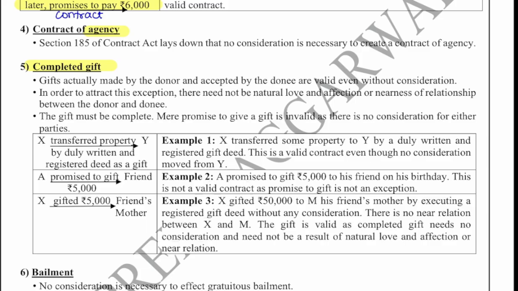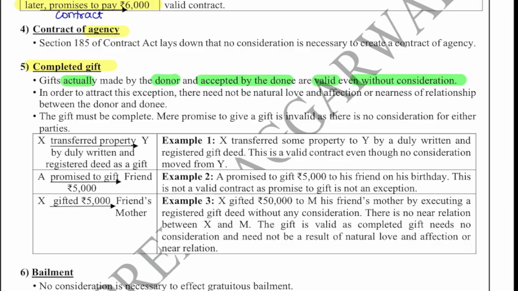Now, if I give you 5,000 rupees, I cannot say, what is my return gift? You don't expect anything in return, no? So, a completed gift, completed means I have already given. That does not require consideration. Gifts actually made by the donor, actually made means they are completed. Gifts actually made by the donor and accepted by the donee, they are valid even without consideration.